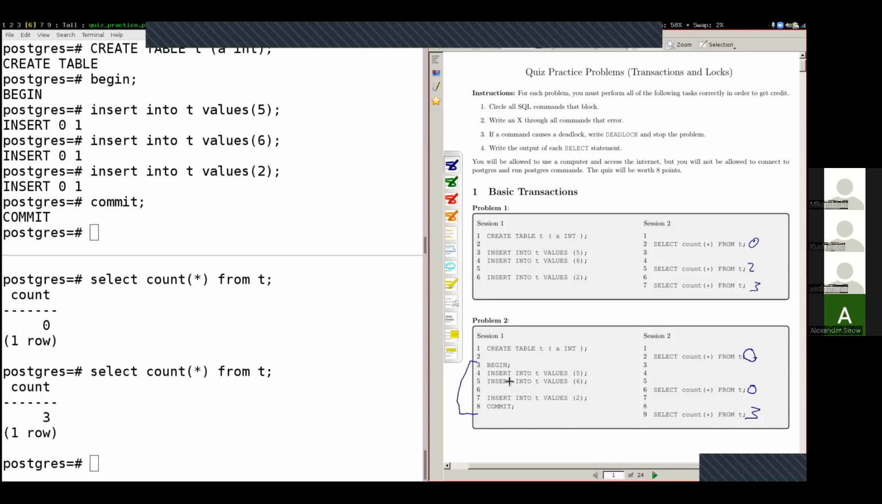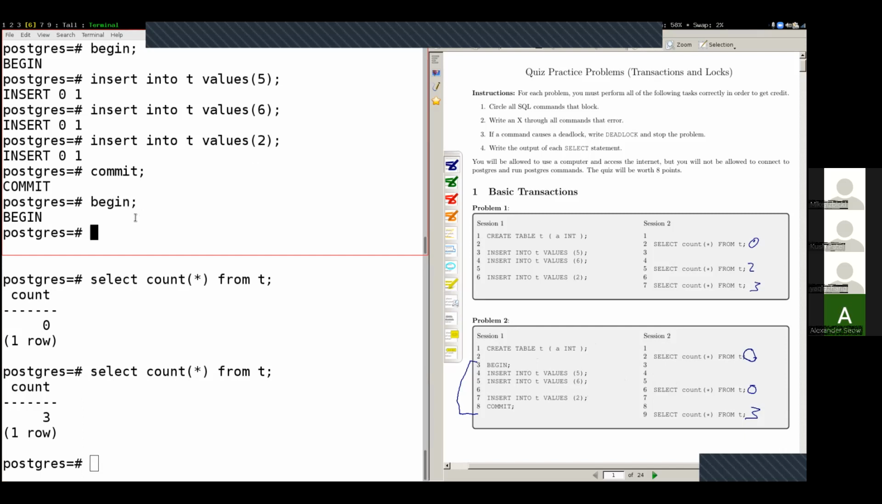Questions about that? Lauren? If you were to do a select statement in the middle of the transaction, would that show? Great question. So the question is, here we have select statements on the right-hand side in session 2. What happens if we have select statements on the left-hand side in session 1? So I'll just create that environment right here with a begin. I'll start with a select count star from T like this.